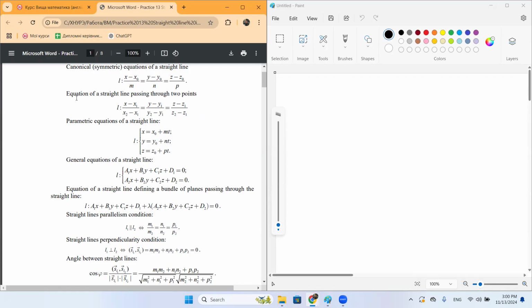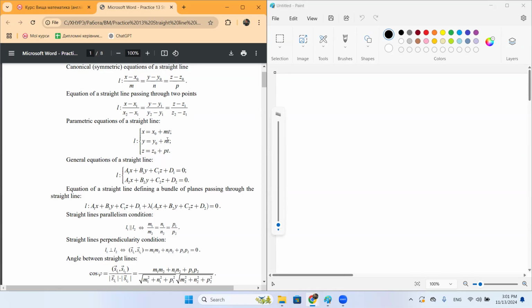Then next, the equation of a straight line passing through 2 points. You know already that only one straight line can pass through 2 points. That's why we can write down the equation with known coordinates of 2 points, and as you can see, it can be reduced to the canonical form. Parametric equation of a straight line: we can receive it from the canonical equation.